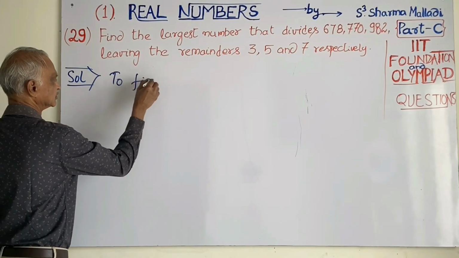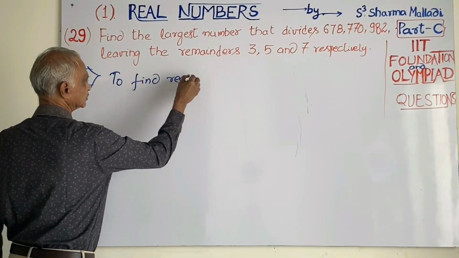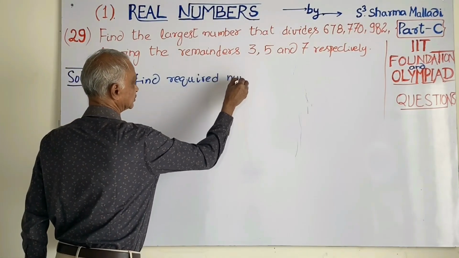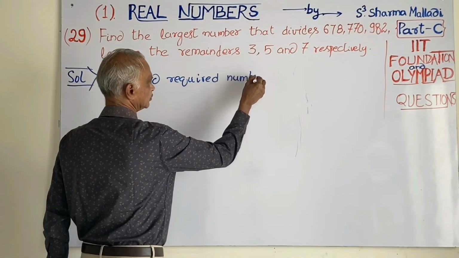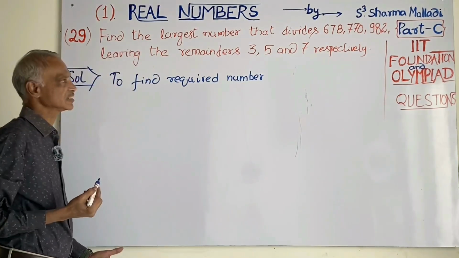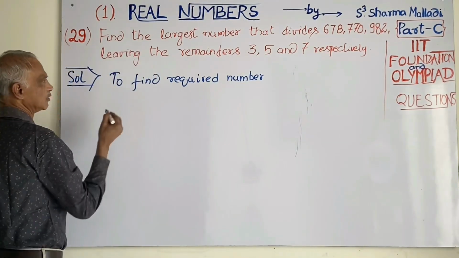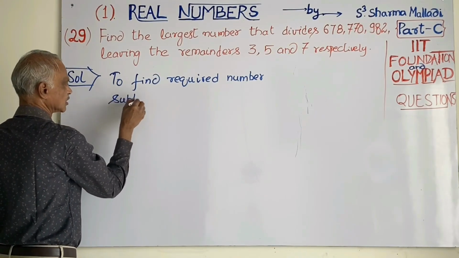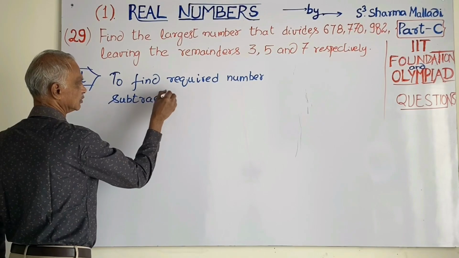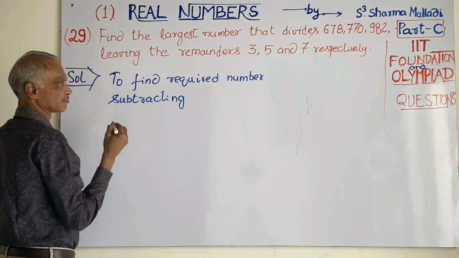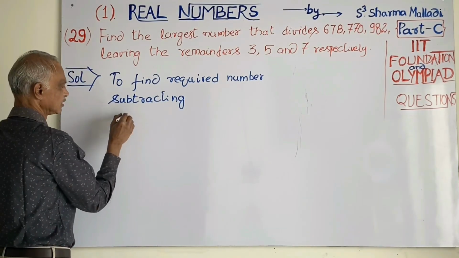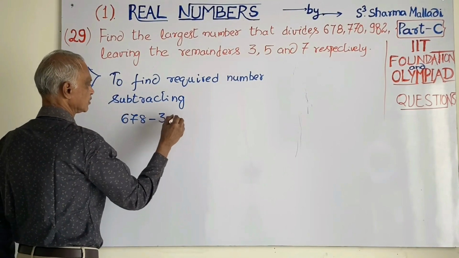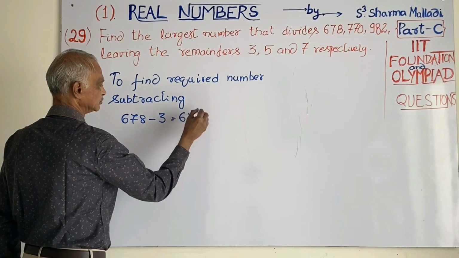To find the required number which is largest, first what do I have to do? I have to subtract 3 from 678. 678 minus 3 is equal to 675.